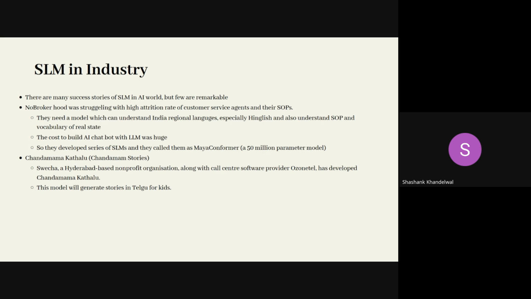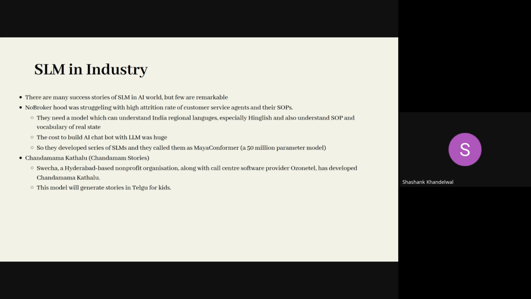What was happening is they were struggling with a high attrition rate of customer service agents. To resolve anything, they had some SOPs. So with the attrition, they would hire new agents and have to train them on all those SOPs. It was a nightmare for them. They thought of using LLMs, but again the cost was very huge.